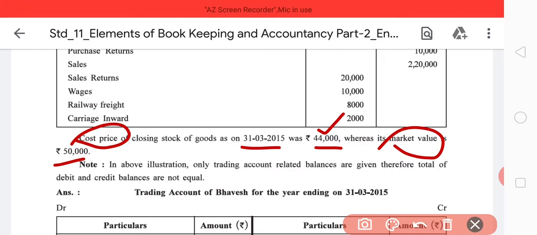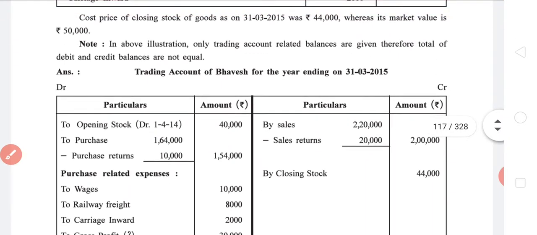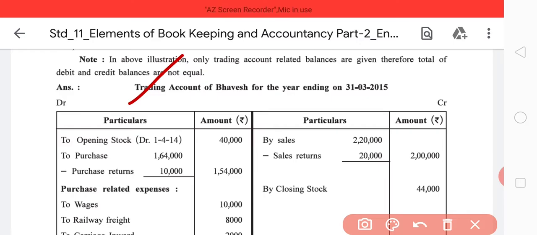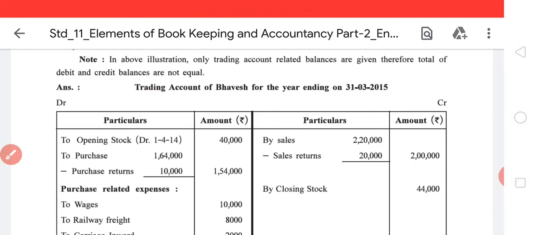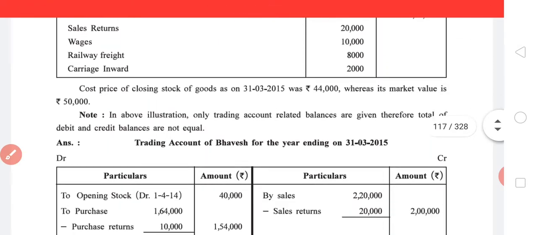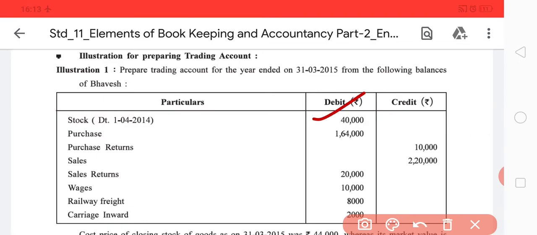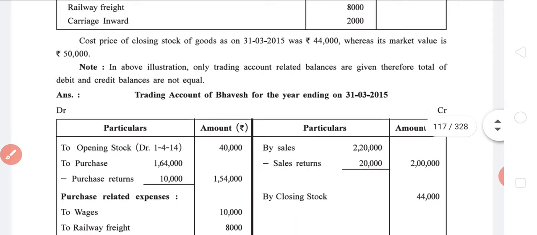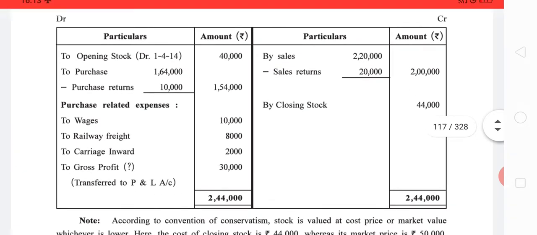Let's prepare trading account of Bhavesh. So trading account of Bhavesh for the year ending on 31st March 2015. Here on the debit side, what will come? We'll write down the opening stock. Do we have it? Yes, opening stock 40,000. Debit side. Purchase in the inner column, write 1,64,000 minus purchase return 10,000. Sales will come on the credit side, 2,20,000, in the inner column minus 20,000, write down in the outer column 2 lakh. Wages debit side, railway freight debit side, carriage inward debit side. Now closing stock, the lesser is 44,000, that will be on the credit side.